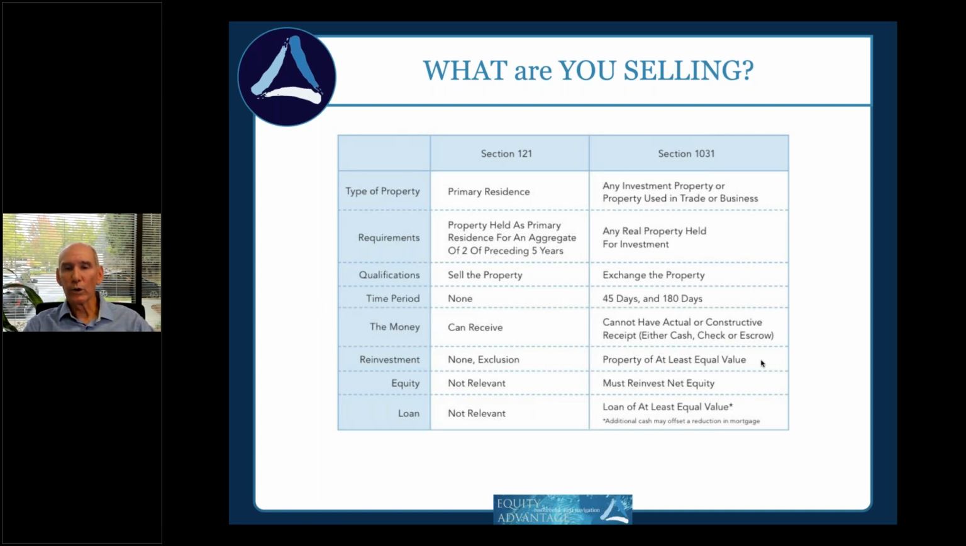Imagine, think about 121. It came into play in 1997, $250,000 and a half million. Those exclusion numbers, $250,000 individually, $500,000 for a married couple, those things meant something in 1997. I would say those numbers need to be probably $500,000 and a million today. It's just totally inadequate for today's property values.